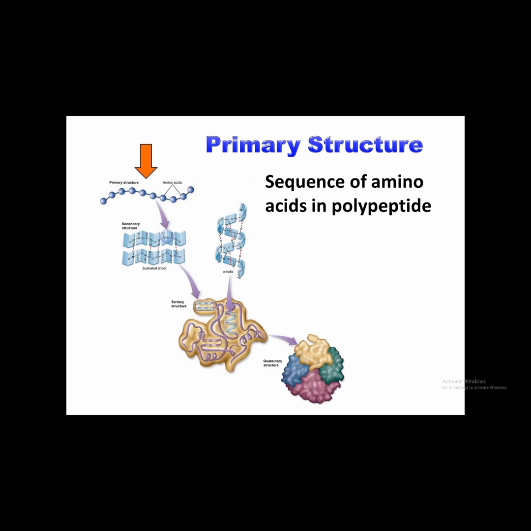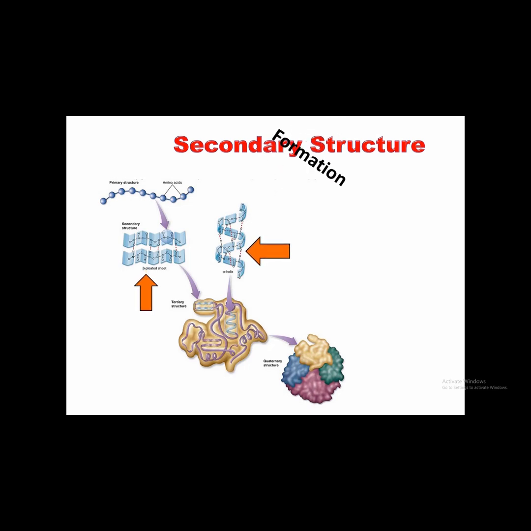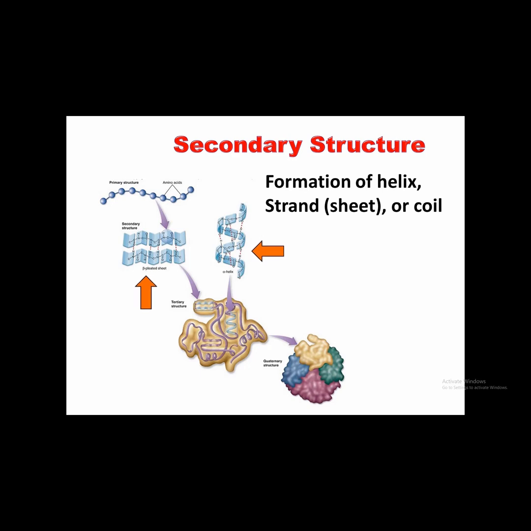So the first level of structure is called primary structure, and it's determined simply by the order or identity of the amino acids in the polypeptide. Secondary structure can result in the formation of two different possibilities. There is the helix, which is coiled or spiral in shape. Then there is what we call the strand or the pleated sheet, which is a wavy or folded pattern that takes place within the structure of the protein.